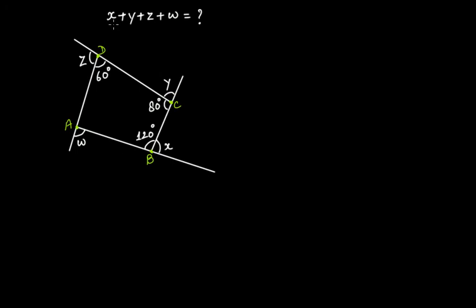You have to tell what is x plus y plus z plus w. First you have to find x, y, z and w, then you have to tell their sum. So if you look at this one, A, B, C and D, this is a quadrilateral. Okay, so ABCD is a quadrilateral.